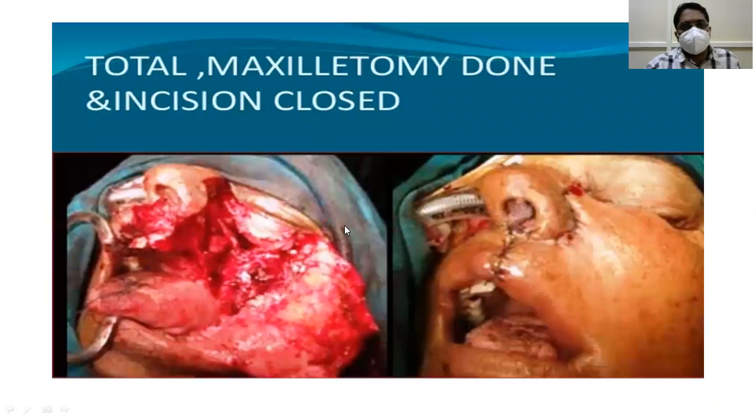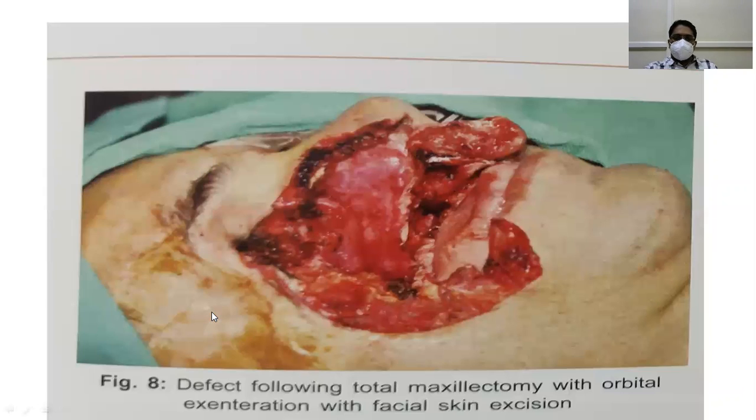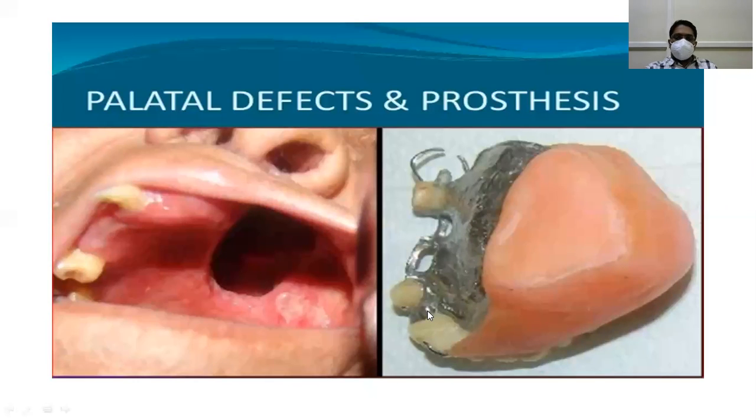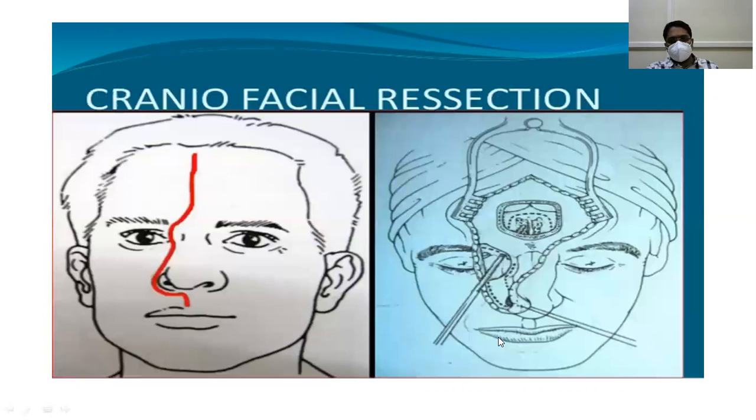Here the specimen showing total maxillectomy done and incision is closed, okay, by doing Weber Ferguson's incision. Okay, this is the defect following total maxillectomy with orbital exenteration, complete orbital exenteration with facial skin excision. Here, once the hard palate is removed, there will be palatal defects. You can use prosthesis or some reconstruction. Okay, facial skin graft, some graft you can use.